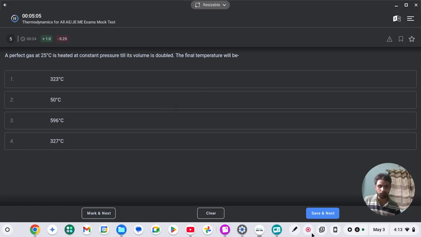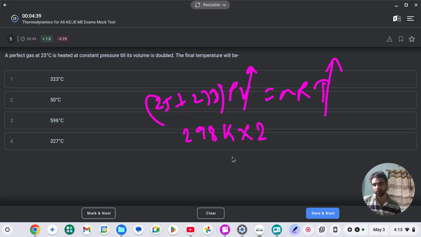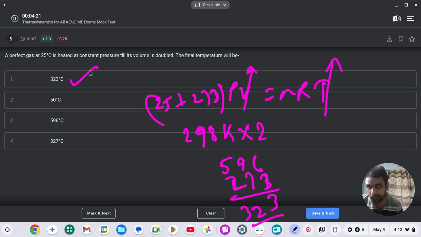So pressure is constant, so going by PV equals nRT, volume is doubled, so temperature should be doubled. So 25 degrees will not become 50 degrees Celsius. It should be 25 plus 273, 298 Kelvin, times 2, 596, minus 273 for degrees Celsius, 323 degrees Celsius. First convert into Kelvin, then multiply by 2, then again minus 273 for degrees Celsius.